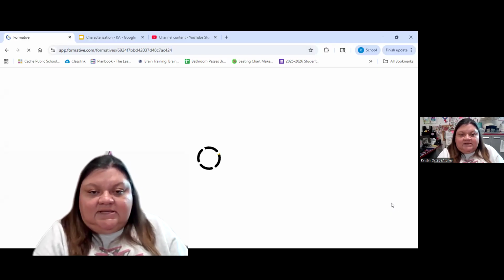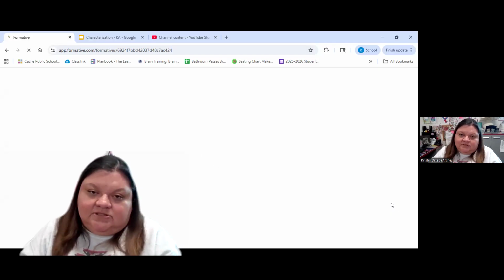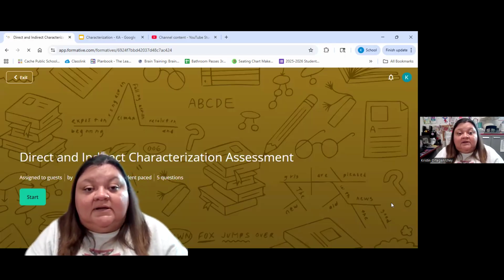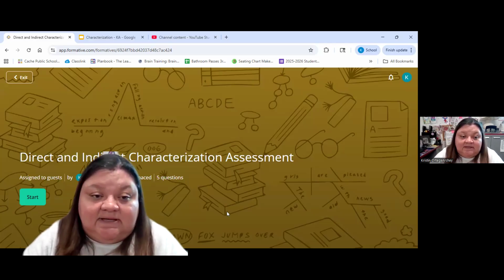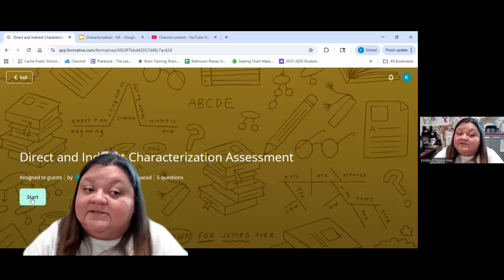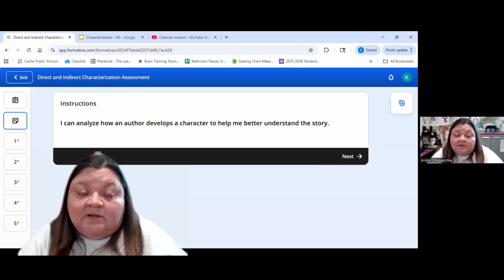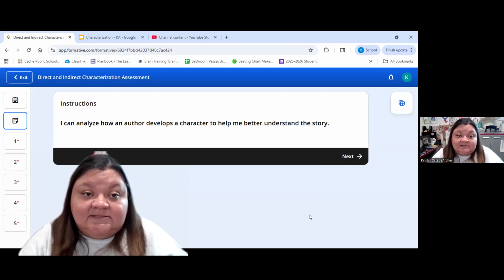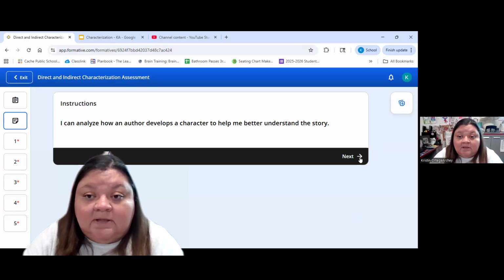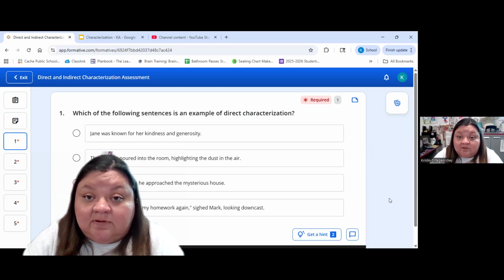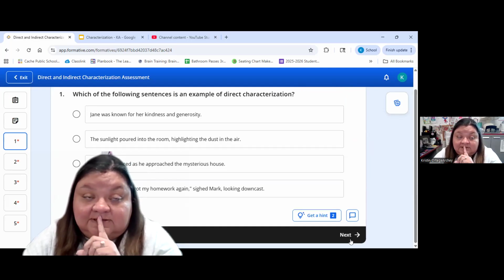The link will take you directly to a page that looks like this in Formative. Direct and indirect characterization assessment. It's created by me. All you're going to do is click start. You're going to have a couple of questions to go through. Your instructions: I can analyze how an author develops a character to help me better understand the story. If you hit next, the questions will pop up. Which of the following sentences is an example of direct characterization? Please don't say it in the chat. Thank you.